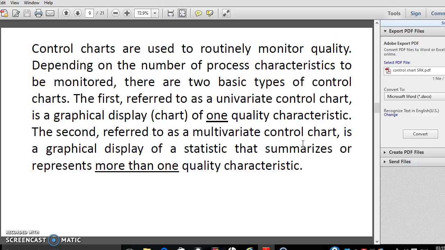The control charts are used to routinely monitor quality. Depending on the number of process characteristics to be monitored, there are two basic types of control chart. The first is the univariate control chart, a graphical display of one quality characteristic. The second is the multivariate control chart, a graphical display of a statistic that summarizes or represents more than one quality characteristic.